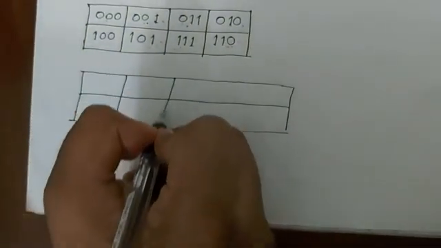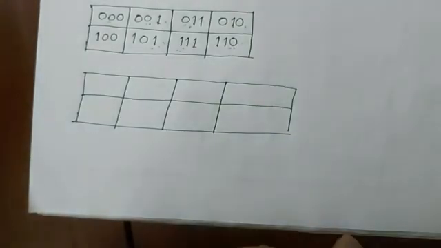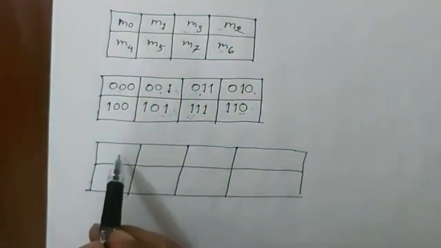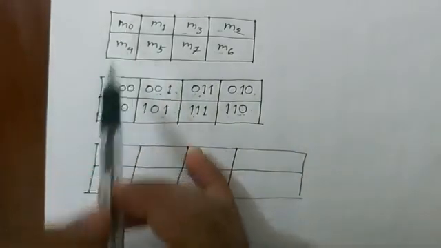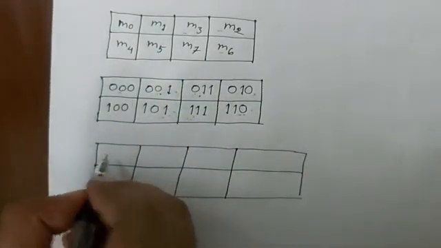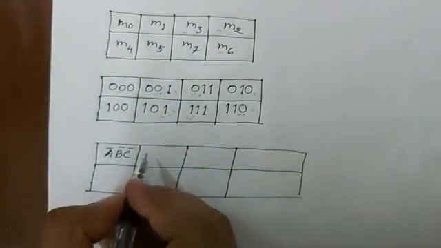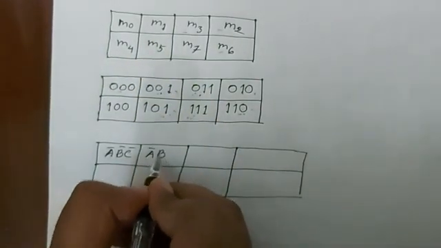Now another thing is, if we draw it a little bit this way, and if we write all the min terms, can you write down all the min terms for ABC? For ABC, can you write down all the respective min terms? So what should be M0? M0 is A prime, B prime, C prime. M1 is what? A prime, B prime, C.